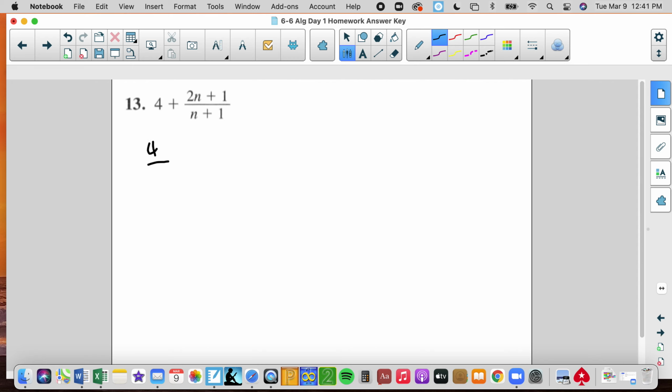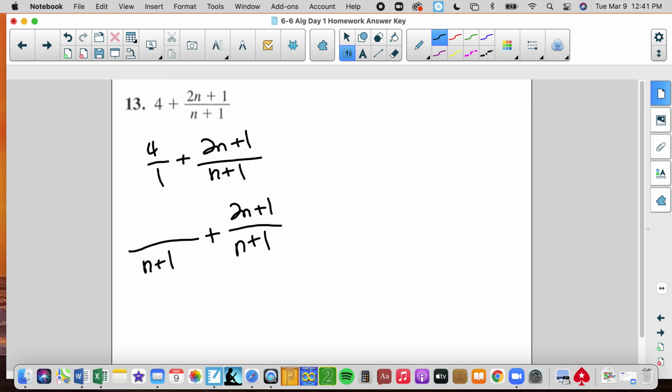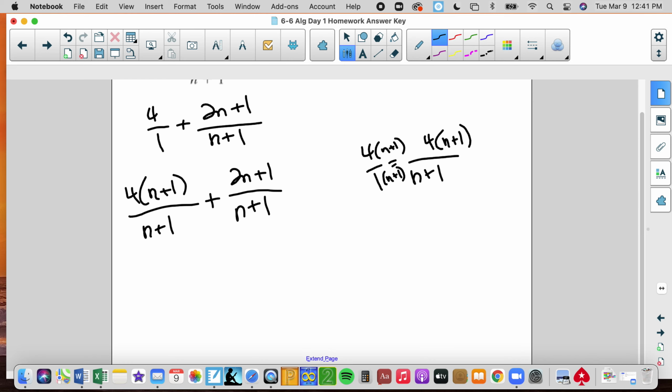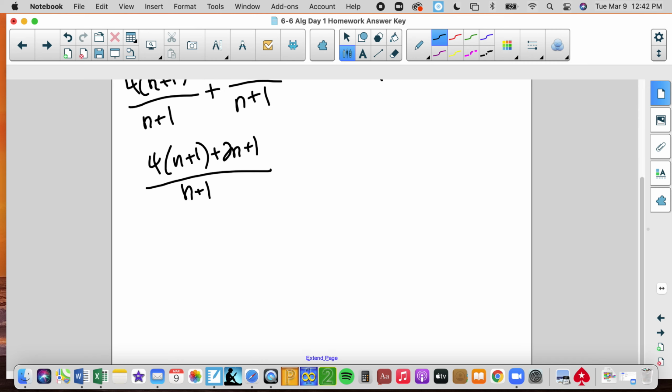Ooh, all right, 4 over 1 plus 2n plus 1 over n plus 1. That common denominator is going to be n plus 1. And we know that that's going to stay the same, so we just have to convert 4 over 1 equals something over n plus 1. We're going to multiply it by n plus 1. So we get 4 times the quantity n plus 1, and 4 times the quantity n plus 1 plus 2n plus 1 over n plus 1.